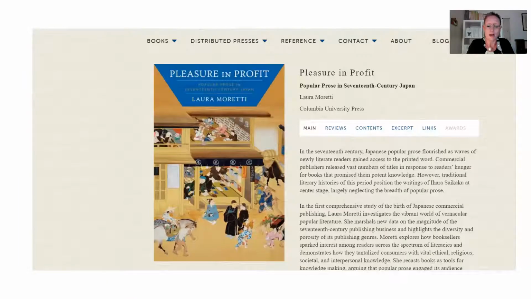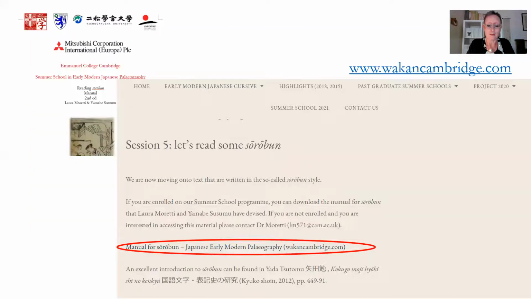If you want to know more about sōrōbun and how it falls onto what I call the spectrum of multiple literacies in the Edo period, I refer you to my most recent book, Pleasure in Profit, and in chapter 1, I deal with sōrōbun and other forms of written languages of the 17th century. But today, I will also refer to other materials when it comes to understanding how sōrōbun works, in particular, as a written language and what the grammar rules of sōrōbun are.